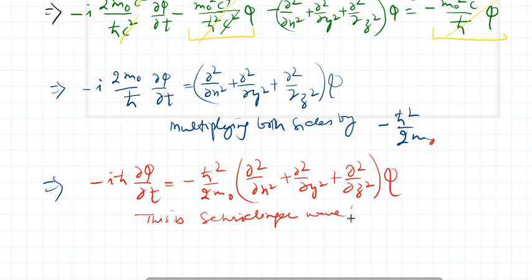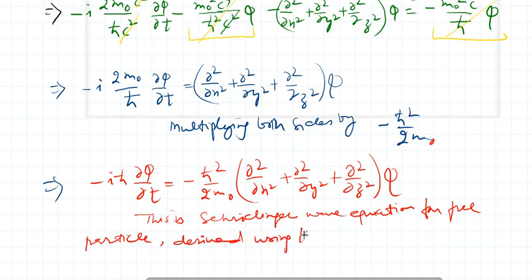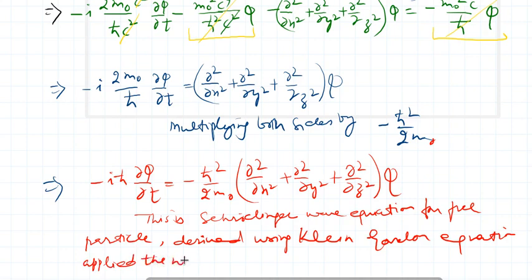So this is the Schrodinger wave equation for a free particle, derived using the Klein-Gordon equation and applying the non-relativistic limit. That's all for this lecture.